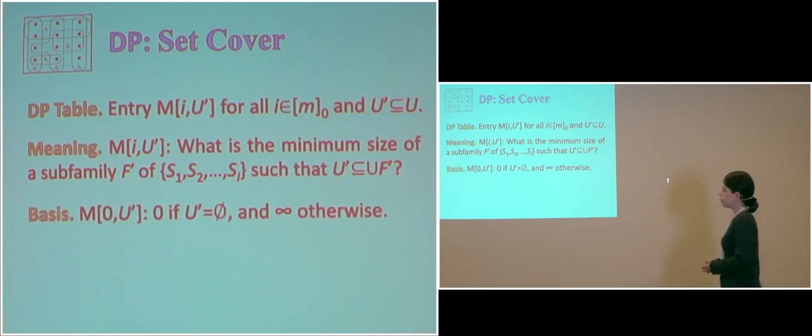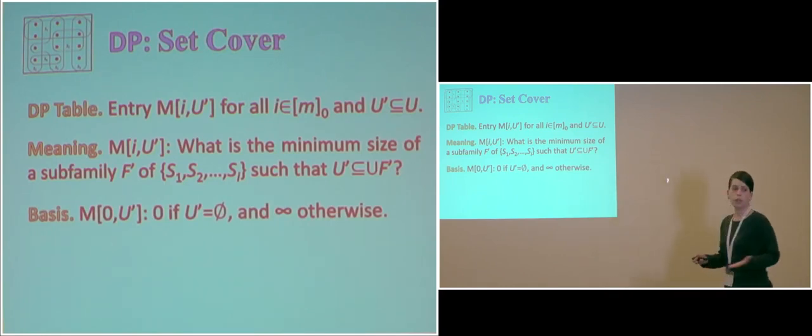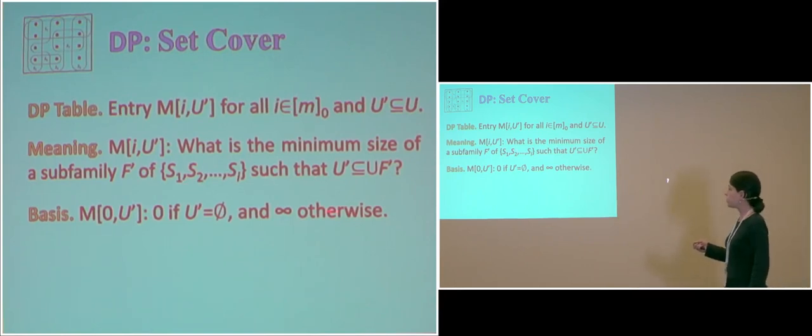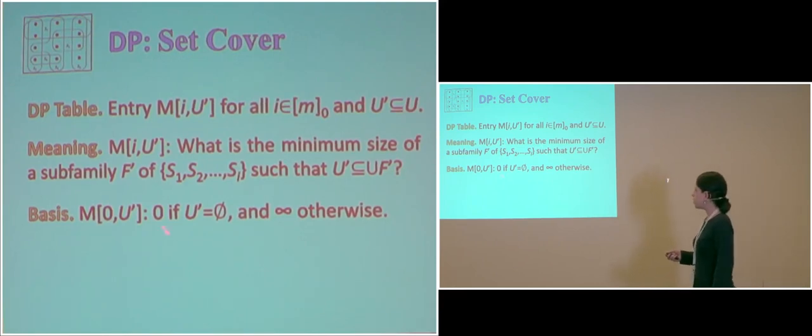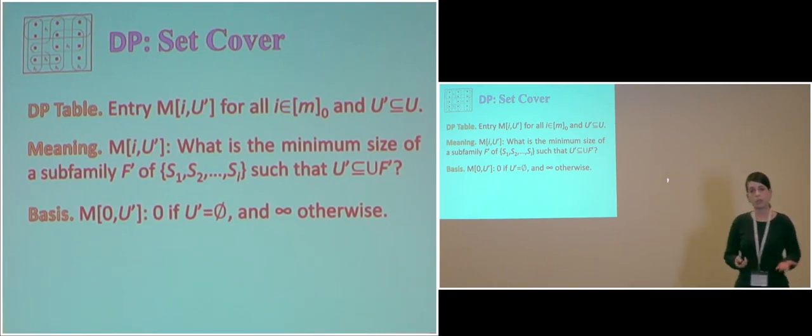Now, in the base case, when i is equal to 0, we are simply not allowed to use any set. Right? We have here S1, S2 to S0, which is simply empty. So we are not allowed to use any set. So if the set of elements that we want to cover is empty, then we can cover it using 0 sets. And if this set of elements is not empty, then we just put infinity, because we cannot cover. We don't have any sets to use.